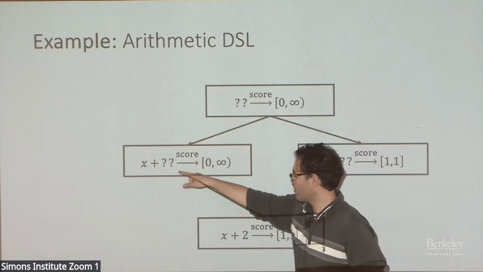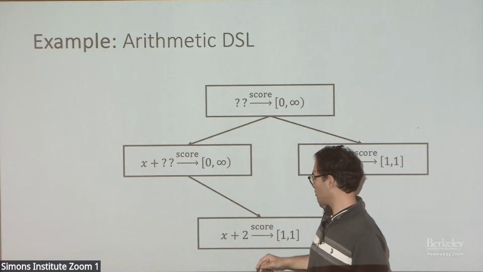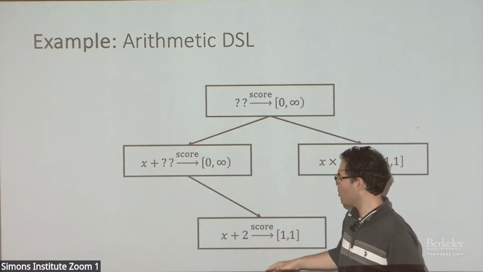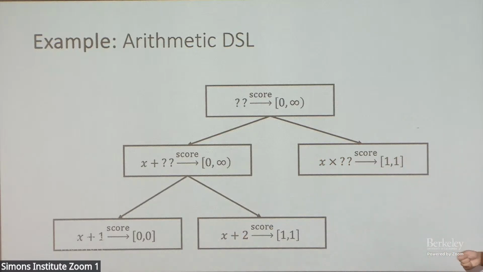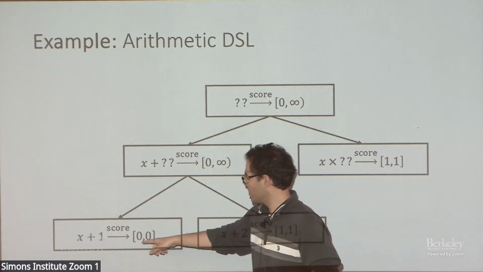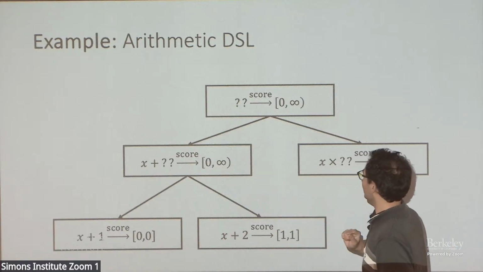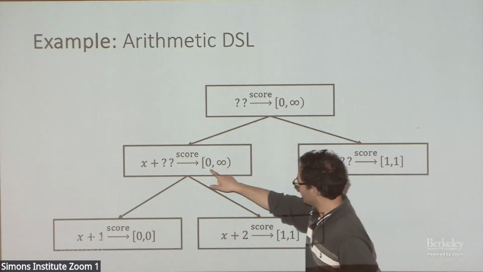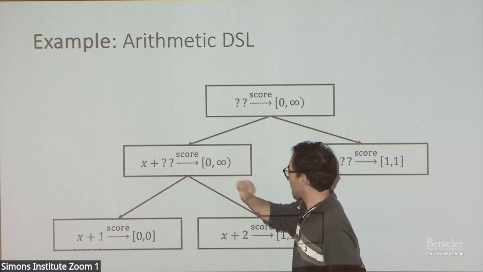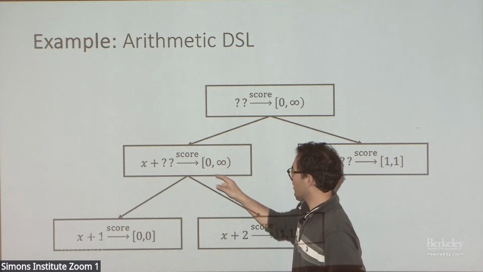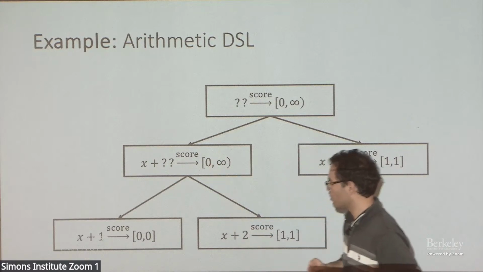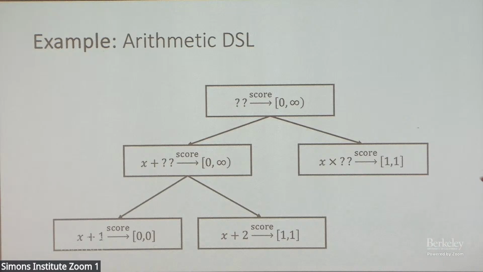Now we might fill this in with 2. Well, that wasn't a great choice, because then we get 2 instead of 1. If we do x plus 1, this program solves the problem, so that gets us the score of 0, 0. I should have mentioned earlier that I talked about the score as a real number, but here it's an interval, and the score that we get is actually the lower bound of this interval. So this is the basic intuition behind how A* search works, if you have a scoring function.